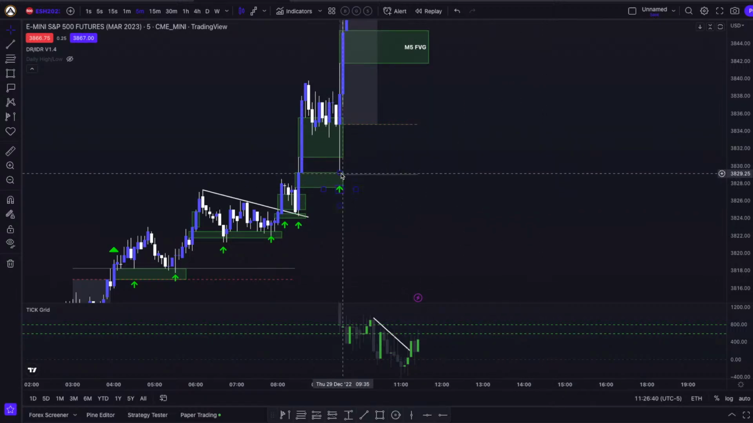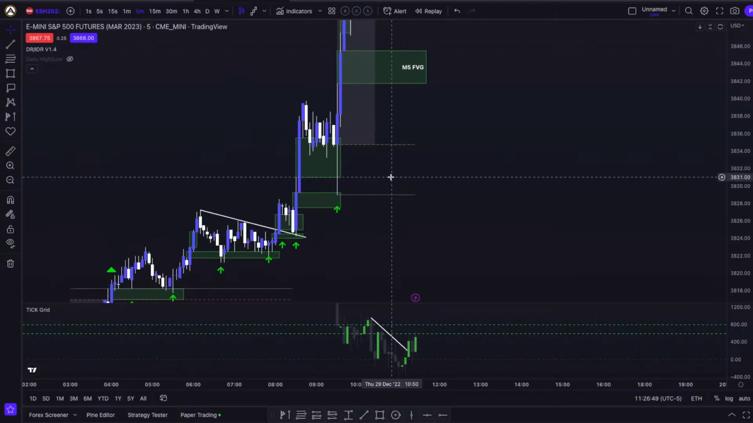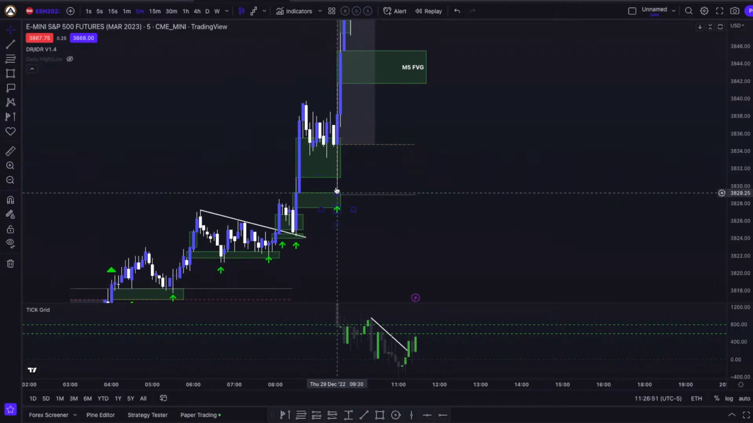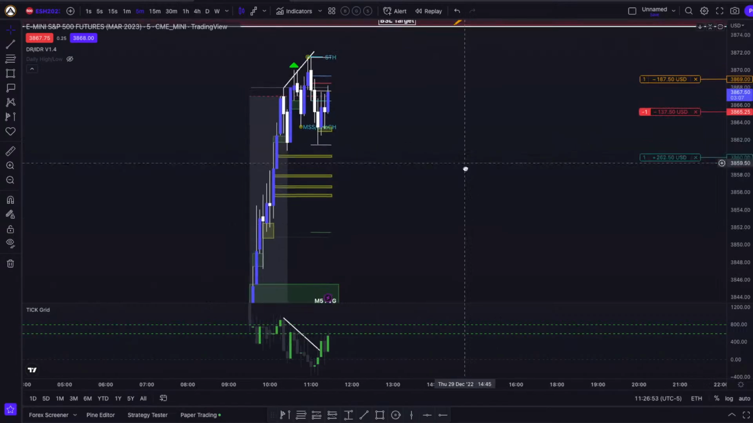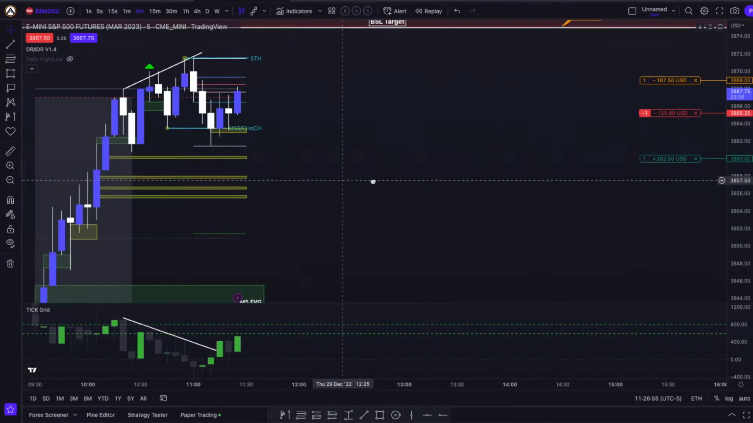Otherwise, if you're always waiting for those low-hanging fair value gaps, oftentimes you're going to be left behind, because sometimes it's not wicking down into this fair value gap. Let's see how our trade is going. Not good.